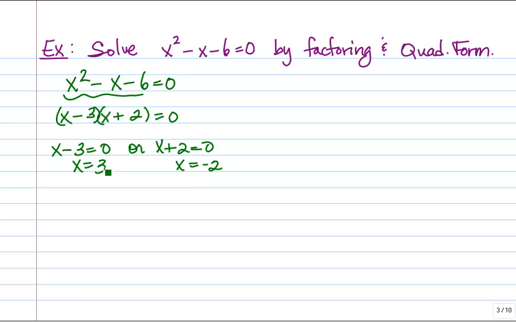You could check, right? If I plug in 3, 3 squared is 9, minus 3 is 6, minus 6 is 0, so that checks. The same thing holds true for negative 2. One other thing: the degree of the equation will always determine the number of solutions that you have.